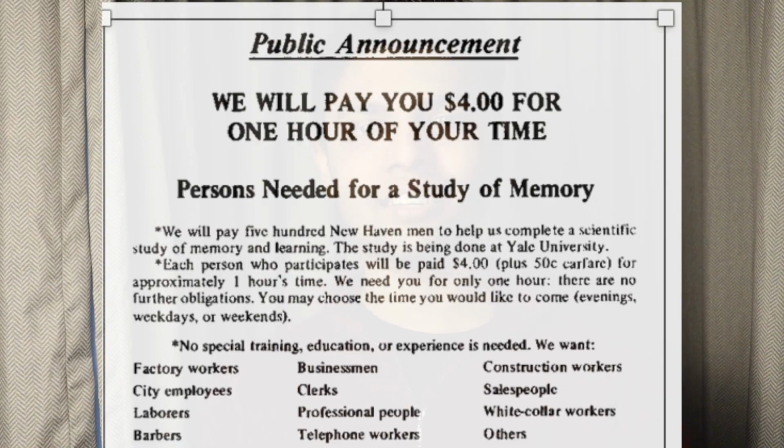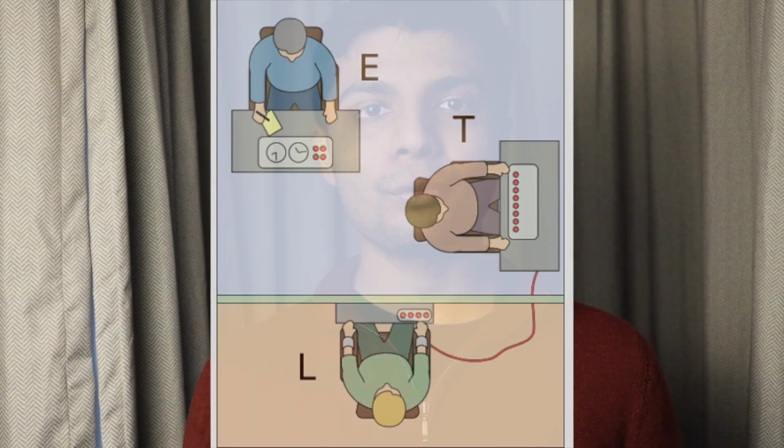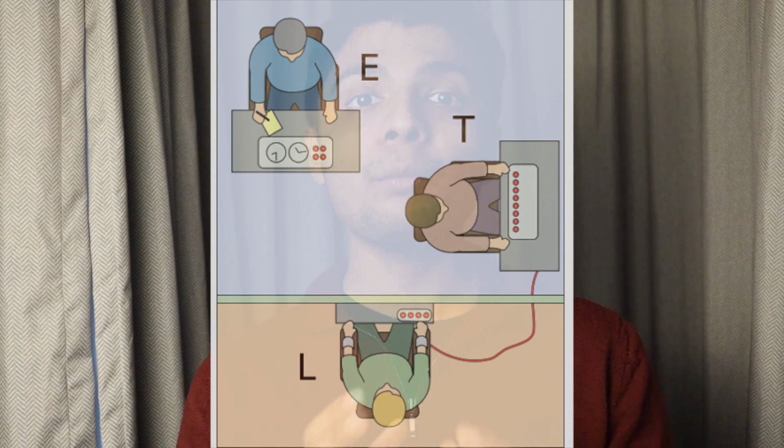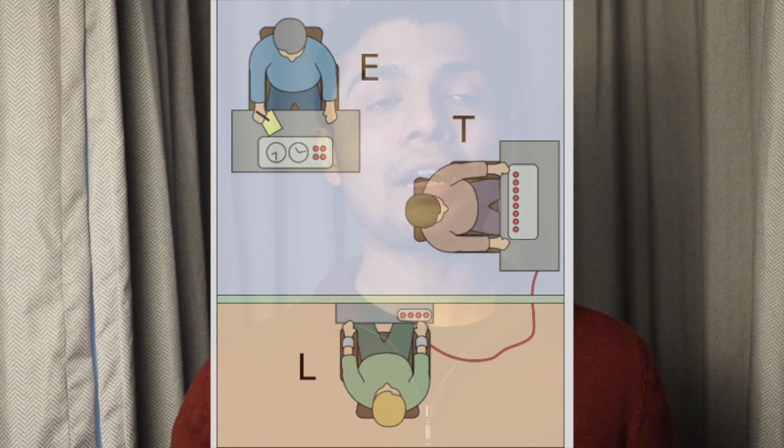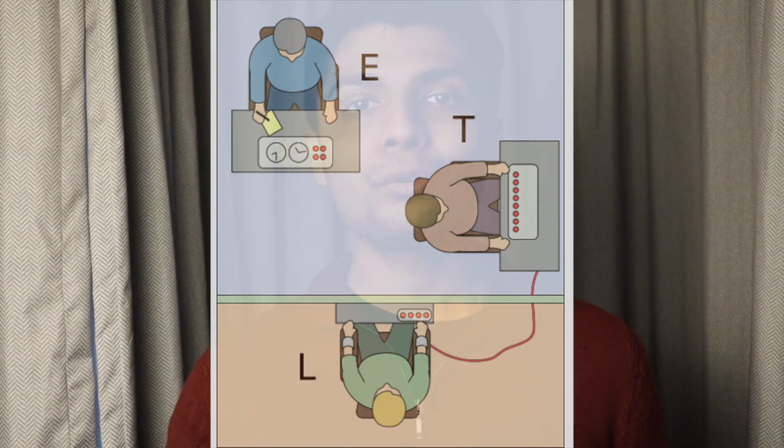You would be recruited for a task on learning, as this recruitment letter suggests. And once you are inside the experiment, you would be assigned the role of the teacher, and someone else who is planted by the experimenter would be assigned the role of the learner. And then what would happen is you would have to administer a test to the learner, and if they gave the correct answer, all good. But if they did not give the correct answer, then you had to give them a small electric shock.